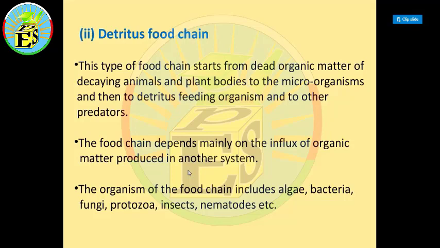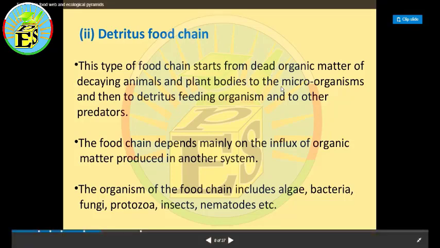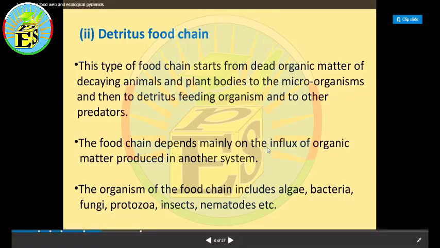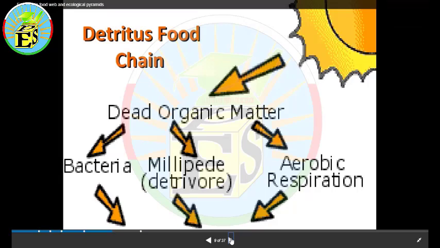Next one is detritus food chain. It starts with the dead organic matter of decaying animals. For example, some animal has died, or a plant body has died, then microorganisms come and eat those dead animals and plants. The food chain depends mainly on the influx of organic matter produced in another system. In this food chain there will be algae, bacteria, fungi, protozoa, insects, nematodes, etc. Dead organic matter is being eaten by bacteria, millipede, and many other different organisms.